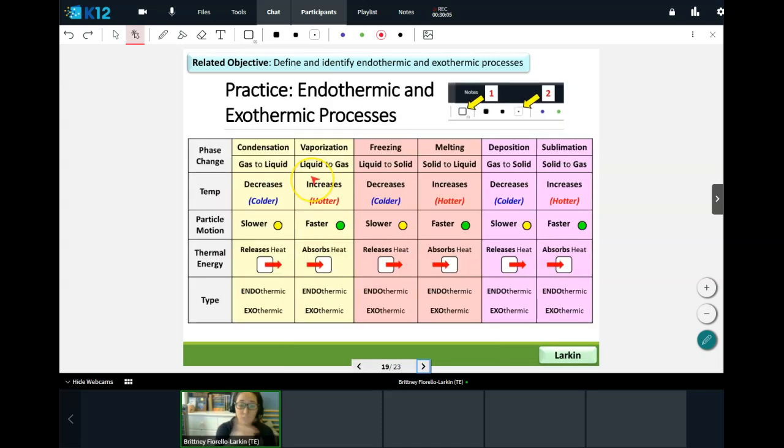Awesome. Endothermic and exothermic processes, all of the phase changes that we learned are endothermic and exothermic processes. So for example, condensation, we get colder, the particles get slower. It must be losing or releasing heat. Tell me in the chat box, therefore, is this endothermic, heat enters, or exothermic, heat exits? If it's losing or releasing heat, getting colder and slower, tell me in the chat, is this endo or exo? Endo or exo?